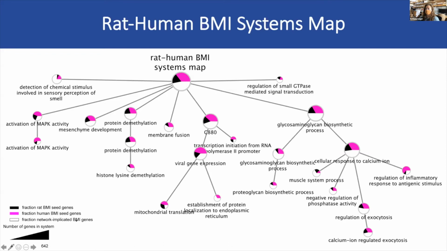So those were not directly in either of our initial data sets. And you can see that most of our systems have all three sets. It's rare if you only have one set of genes in there. And a few of our systems actually have previously been associated with BMI and metabolic rate.